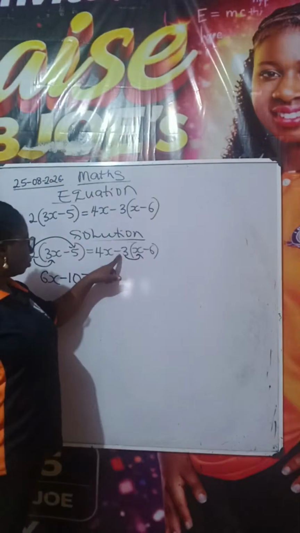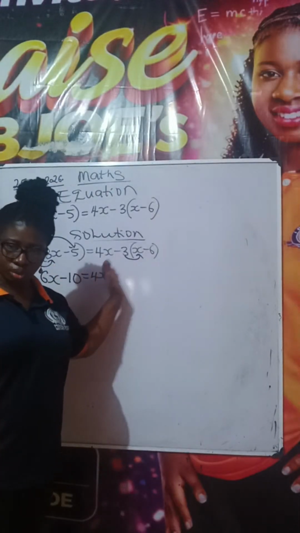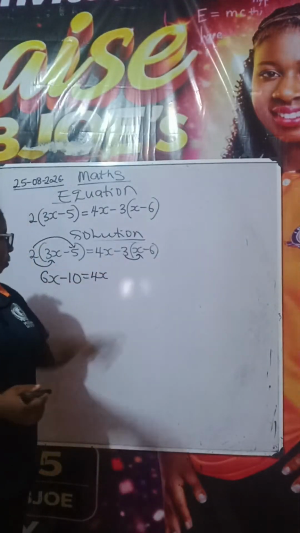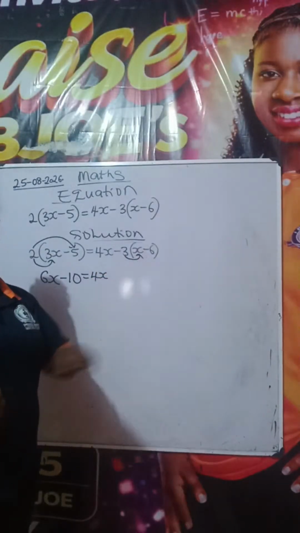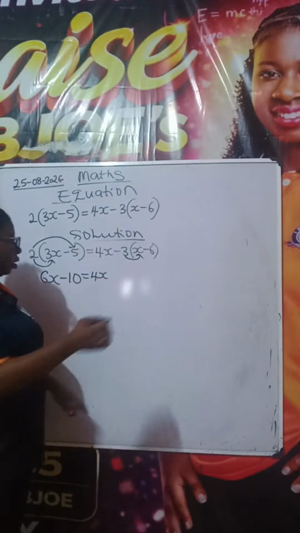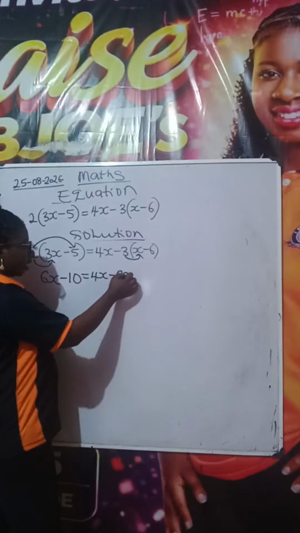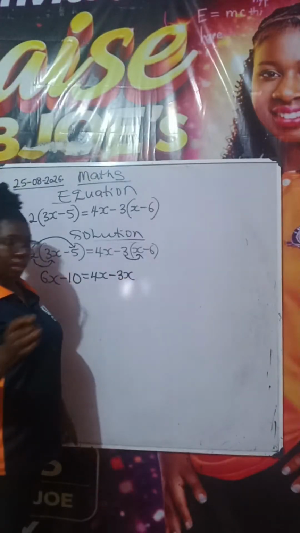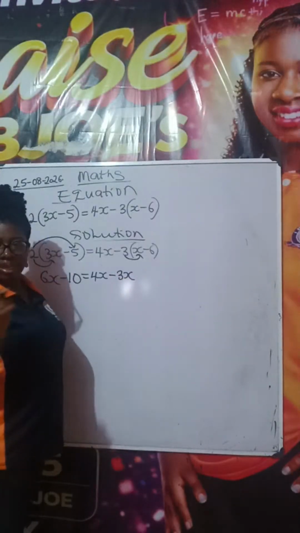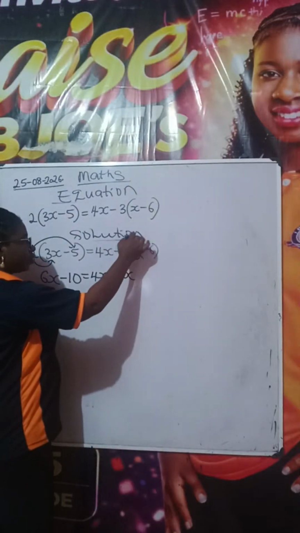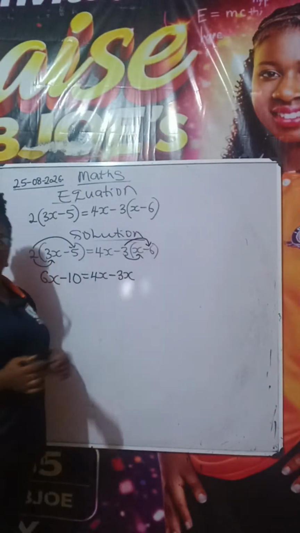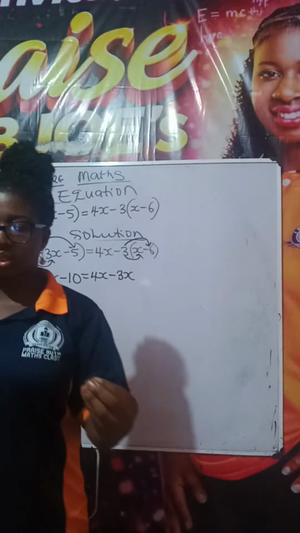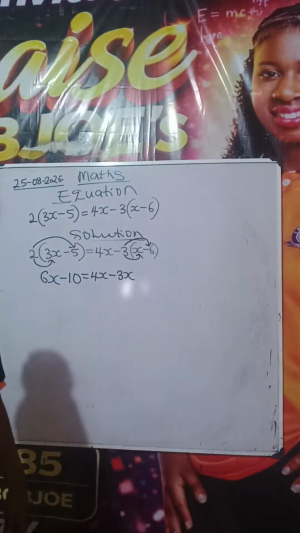Now 3 times x minus 3 times x. I'm using this minus 3 just to open the bracket. So minus 3 times x will give you minus 3x. Okay? Then minus 3 times minus 6. What are we going to get? Minus 3 times minus 6. What do we have?